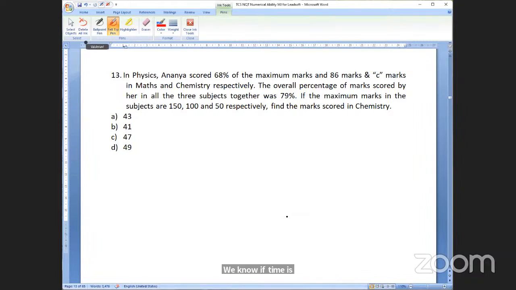If we get time, we can slowly do anything. But in the given time, we have to work this out.